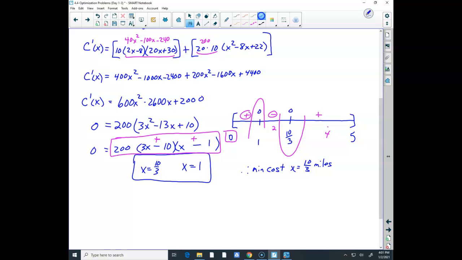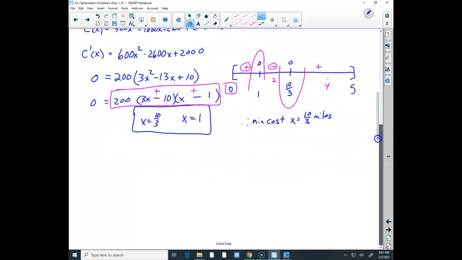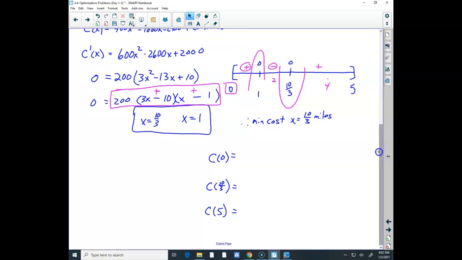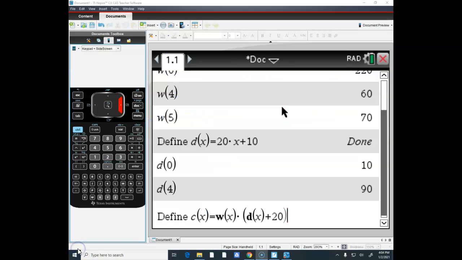However, I'm minimizing cost. I also need to make sure that I check the cost of my endpoint of 0, the cost of my 10/3, and the cost at 5 miles down the road. If I want to minimize cost, remember, we also have to consider our endpoints. So I'm going to hit pause, and I'm going to go type this cost function into my calculator.